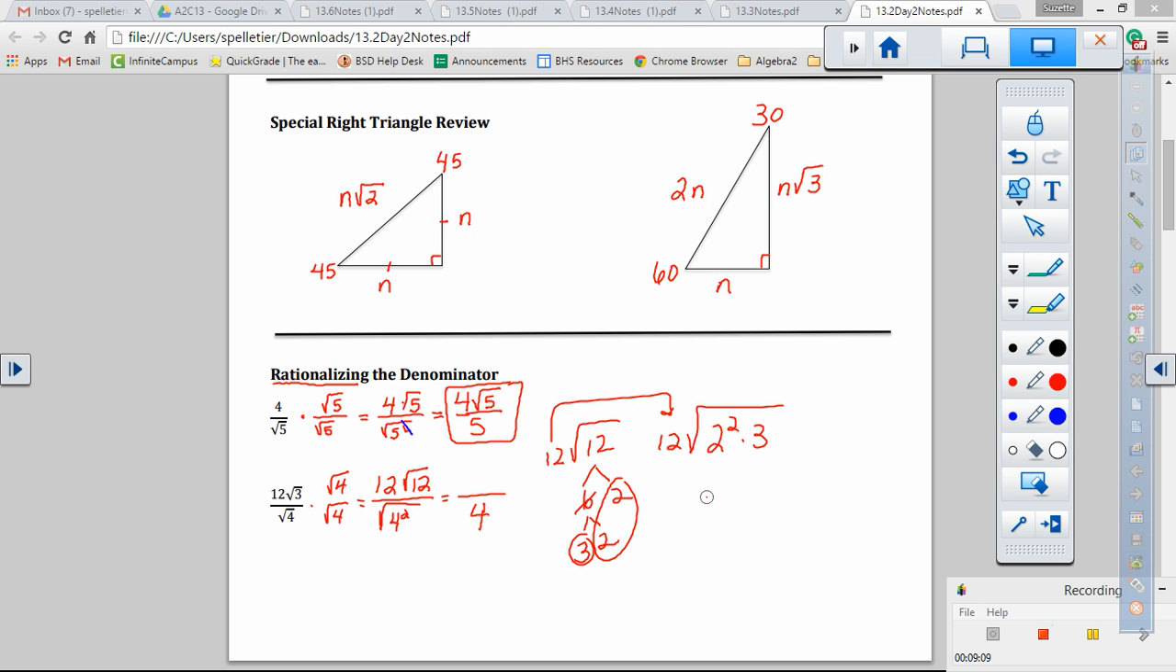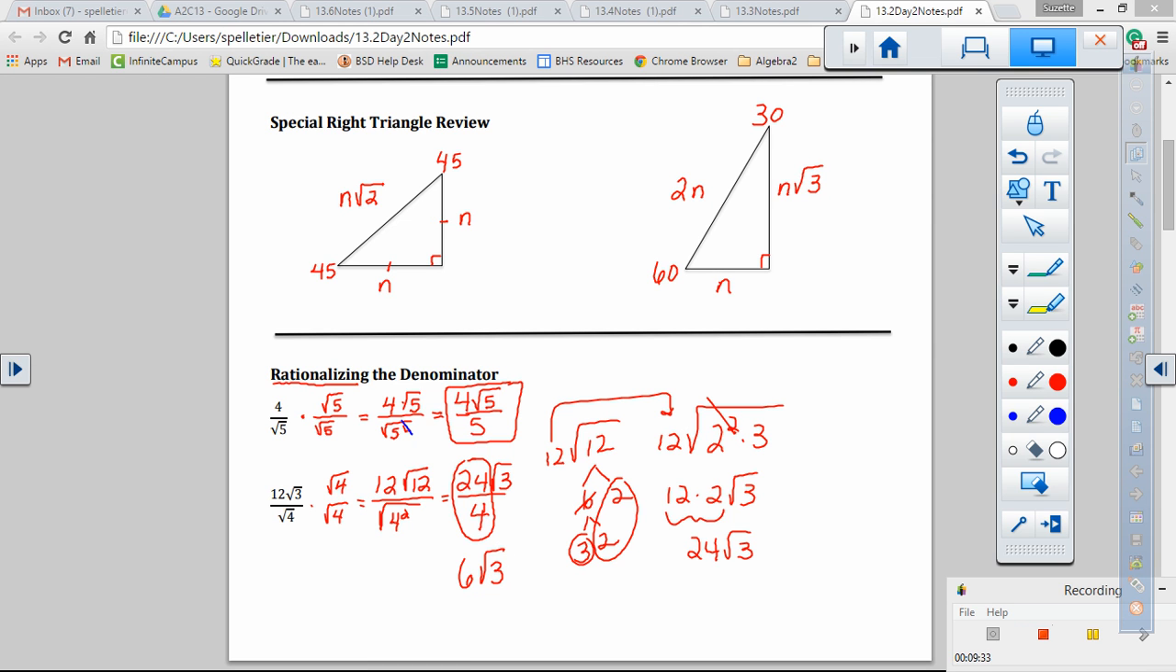So a perfect square under a square root cancels, which means the 2 comes out. So 12 times 2, square roots of 3. 12 times 2 is 24, square roots of 3. So I'm going to replace that. It's 24 square roots of 3. And then these can be simplified. 24 divided by 4 is 6 square roots of 3.